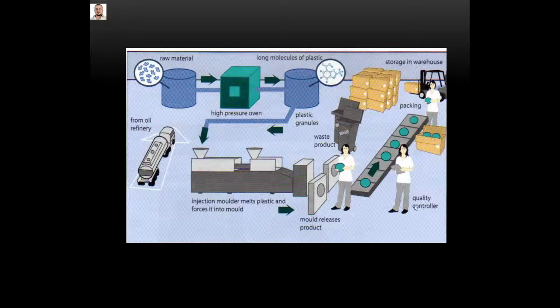Then you have the quality controllers, two quality controllers. After that you have the waste product. Then you have the packing and the storage and warehouse. How to write it?